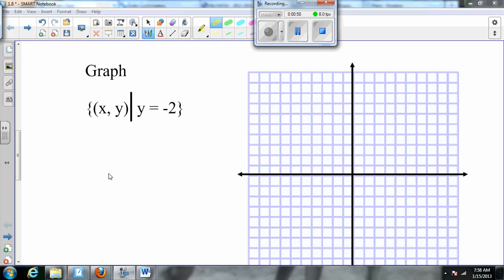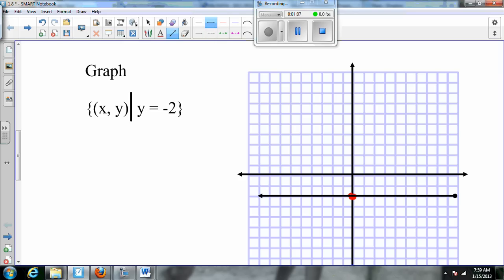In the xy plane, we're graphing y equals -2. So we go on the coordinate plane to where y is -2, put a point, and it's equal to, so it's just a horizontal line through it. All points on this line have a y value of -2.